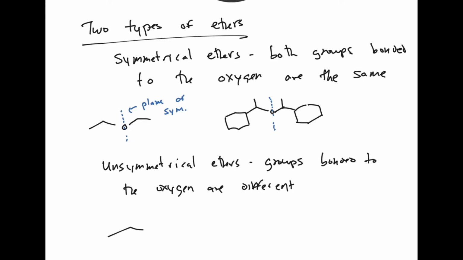Right, so you just don't have a plane of symmetry down your oxygen. So you can't just fold the molecule in half at the oxygen and have both sides be the same. This has nothing to do with how they react or anything. It's just the way we've classified ethers for a long time. It's like, oh, that's a symmetrical ether. It's like, okay, cool.